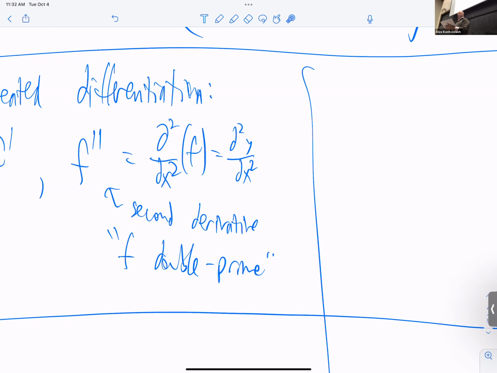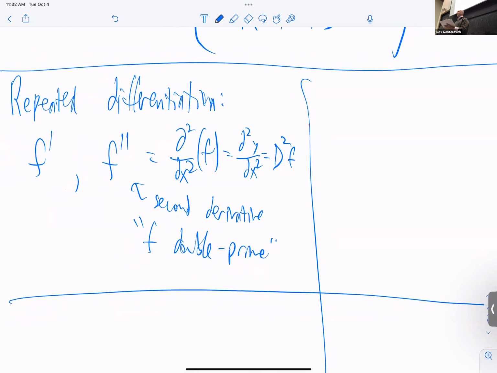Can you write all the notation for delta? Some people will write a d squared f for derivative. Well, delta has a particular meaning, the Laplace-Beltrami operator. We're not going to talk about that here.